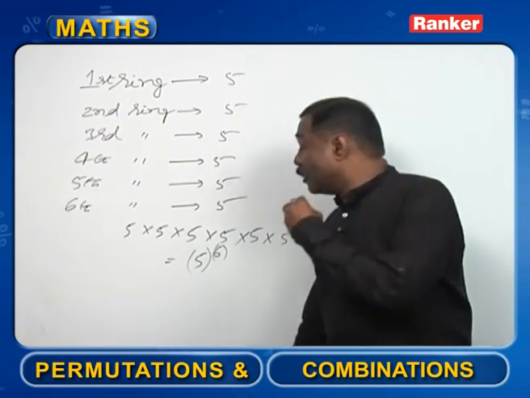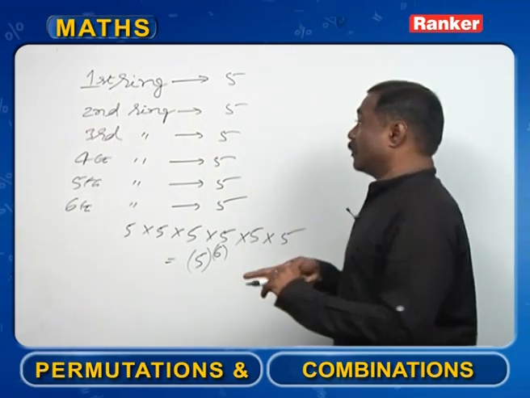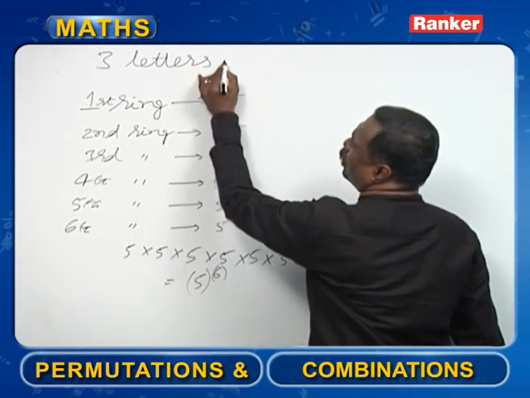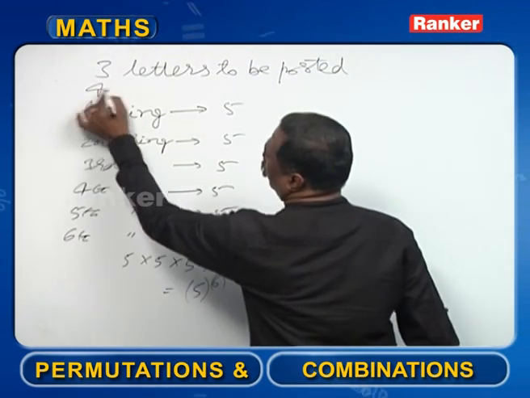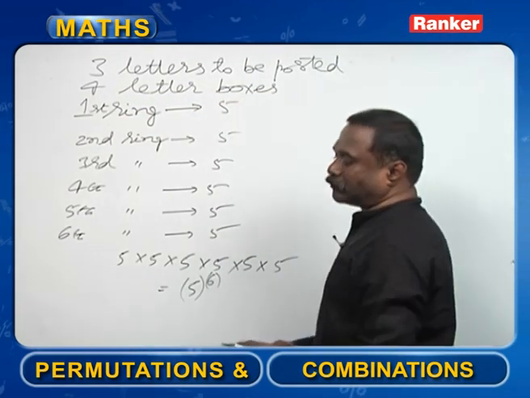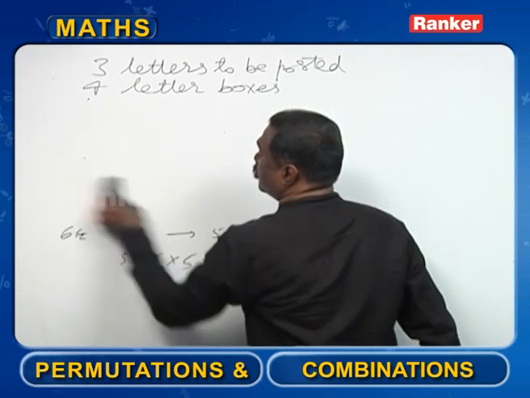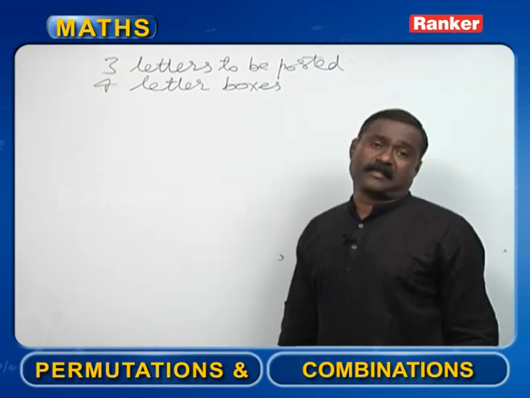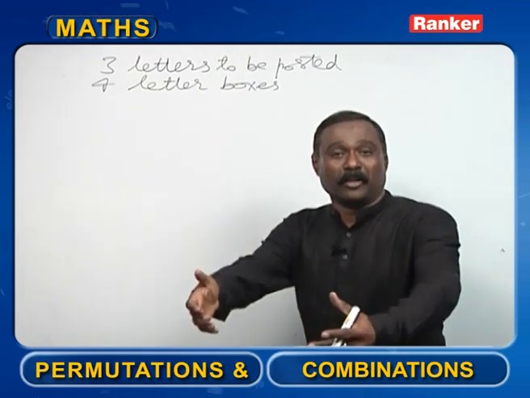Similarly, I'll give you a similar example. You have 3 letters in your hand to be posted, and you have 4 letter boxes, maybe post boxes. These 3 letters are to be posted into 4 letter boxes. Then your common sense says that you have to go to the letter box to post the letter, but the post box will not come to you.